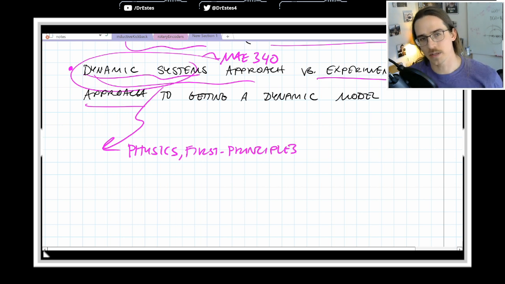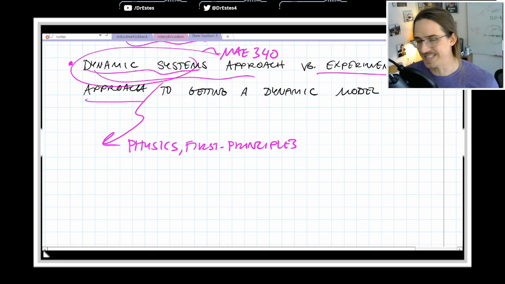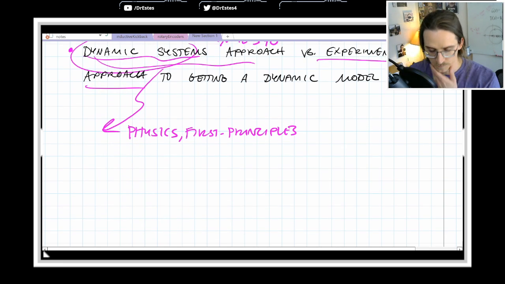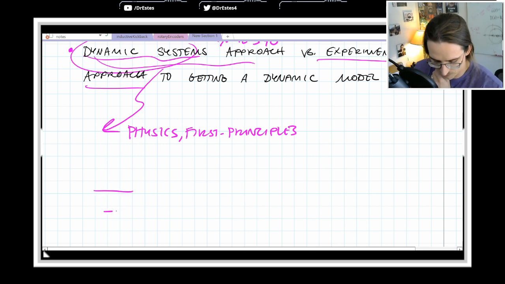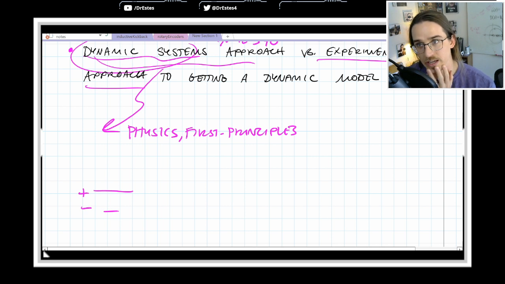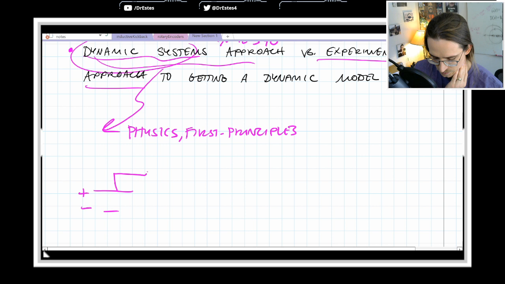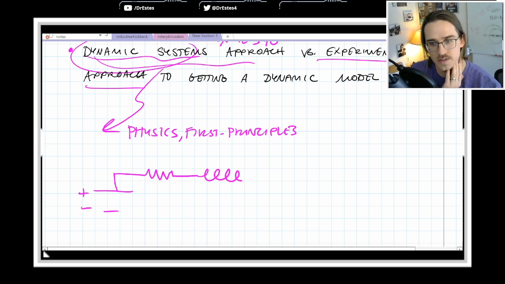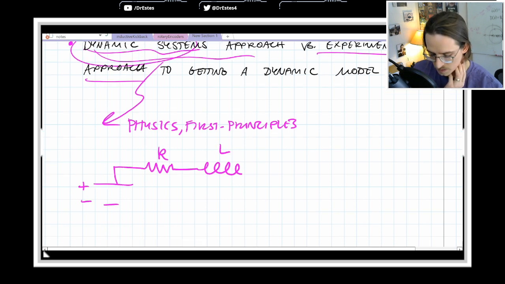So what I mean by this, if you're going to model a DC motor using first principles, you might have done something like this in dynamic systems. We know that a motor is an electromechanical system. It has an electrical part, which we typically model with a resistor. It has some inductance. So we'll have R for the resistor, L for the inductance.